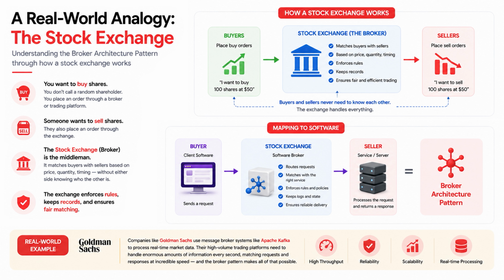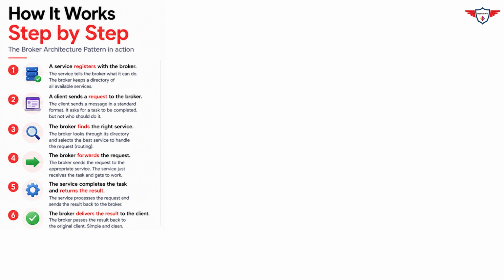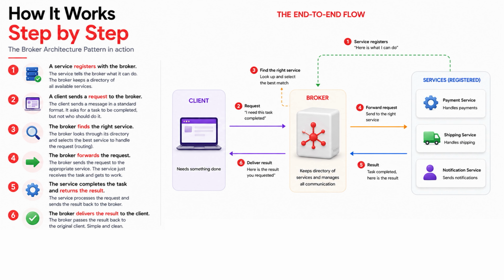in a nutshell. This is exactly why companies like Goldman Sachs use message broker systems like Apache Kafka to process real-time market data. Their high-volume trading platforms need to handle enormous amounts of information every second, matching requests and responses at incredible speed, and the broker pattern makes all of that possible. Now that we understand the concept, let us walk through exactly how the broker architecture pattern works, step by step.